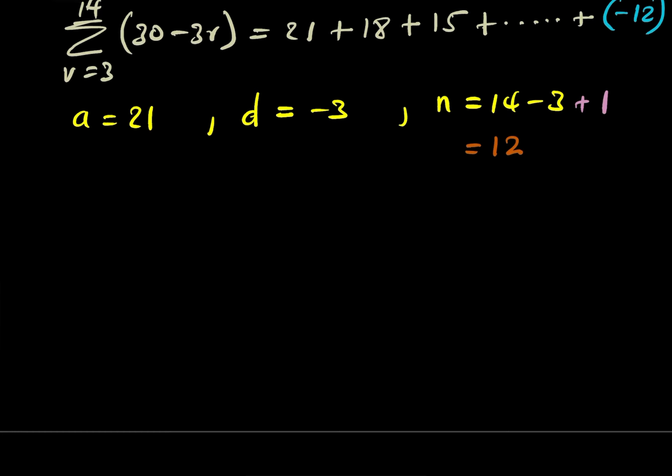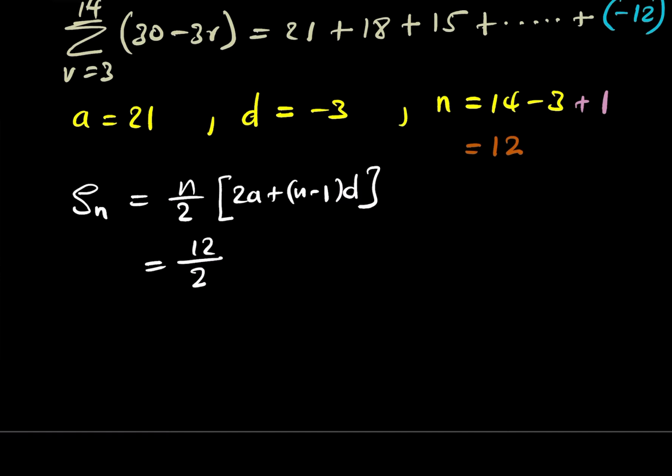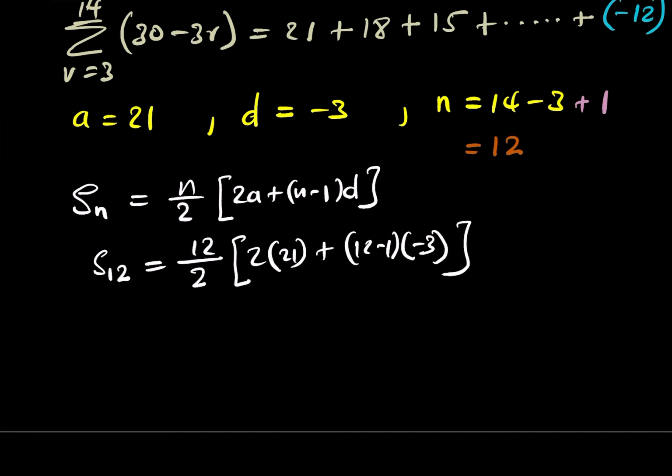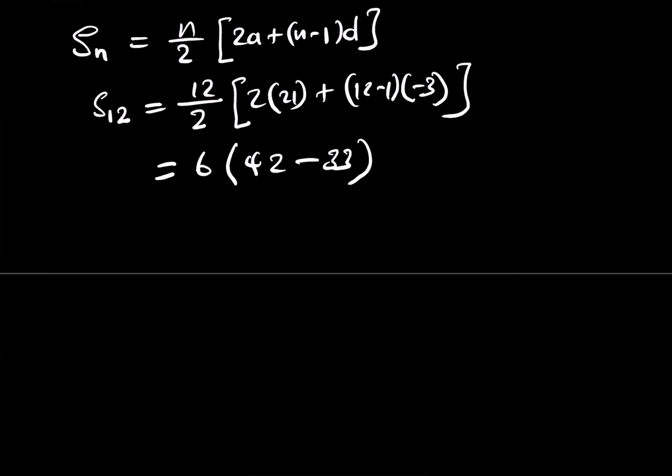So let's try to find the sum of this one. Sn is equal to n over 2 into 2a plus n minus 1 times d. Our n is 12, divided by 2, because we are looking for the sum of the first 12 terms. Into 2a, our a is 21, and then plus n minus 1, which is 11, times the difference, which is negative 3. We get 6 into 42 minus 33. Well, 42 minus 33 is 9, and as a result, it's going to give us 54.